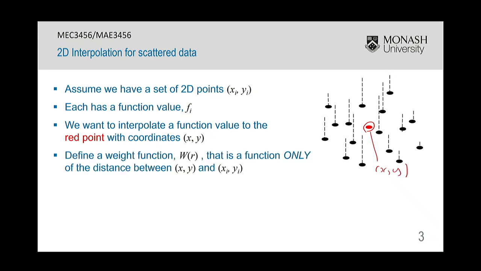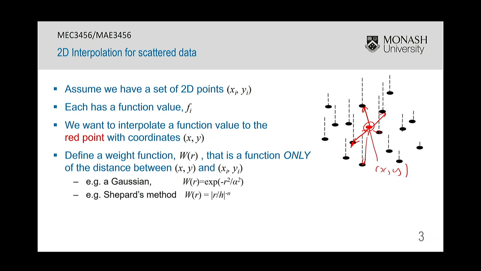The way in which we're going to do that is to define a weight function, w. And this weight function is going to only be a function of the distance between the point xy and each of the other points. So there'll be a distance between each of these data points. The kinds of function we might be able to use are, for example, a Gaussian. So w of r is equal to the exponential of negative r squared on alpha squared, where alpha is related to the standard deviation of the Gaussian and effectively determines how steep or how sharp the Gaussian is.